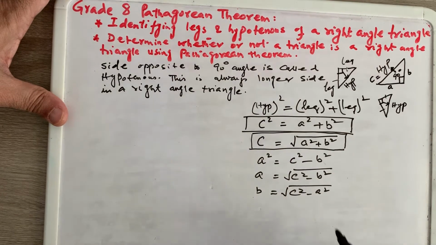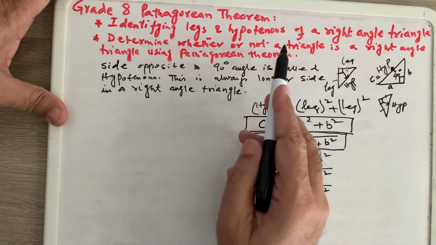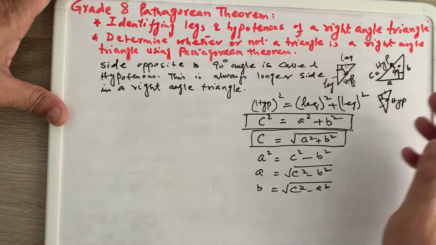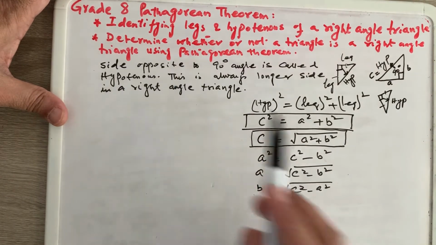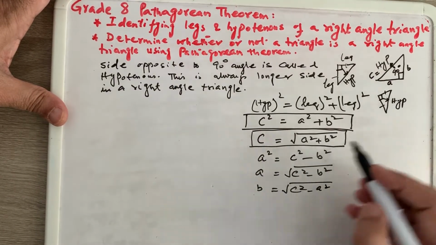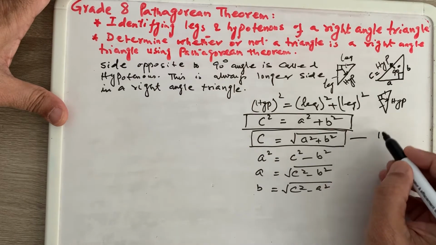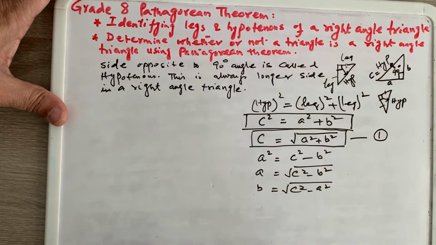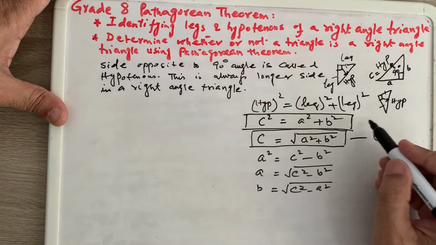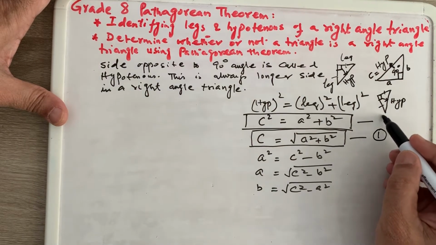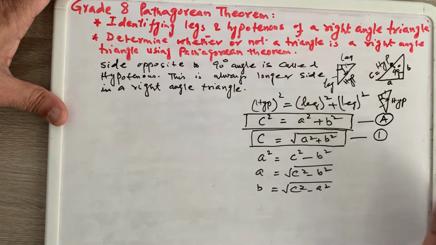If we want to determine whether or not a triangle is a right angle triangle using the Pythagorean theorem, then it has to satisfy this rule. This has to be satisfied. C is equal to, or this has to satisfy, right? So wherever we can satisfy this. This is like a principle, right?